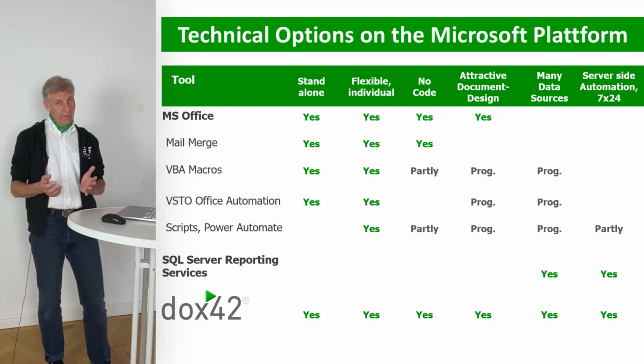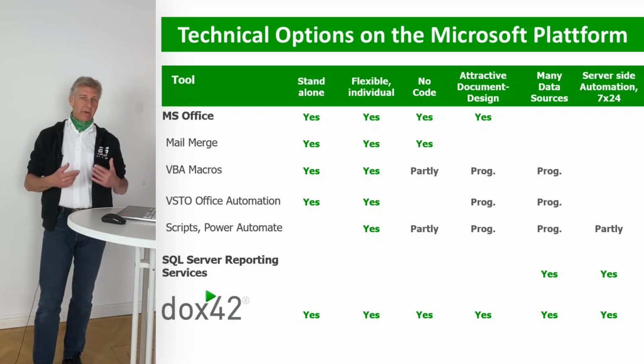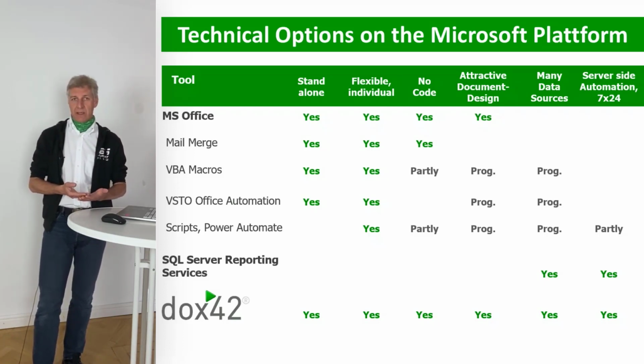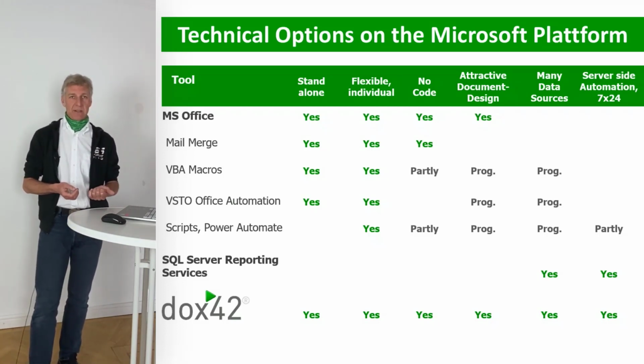When you want server-side automation across many data sources, you can use Reporting Services. This is the standard tooling integrated with all the Microsoft ERP systems, Business Central and Finance and Operations, for example. But then business users cannot design these reports anymore. Flexibility is gone. Business users and marketing departments cannot design these documents, and that makes it very inflexible.